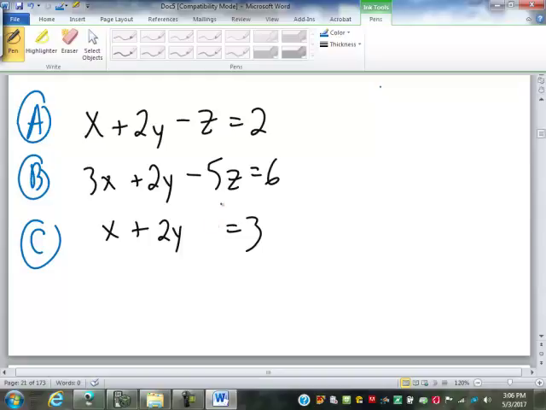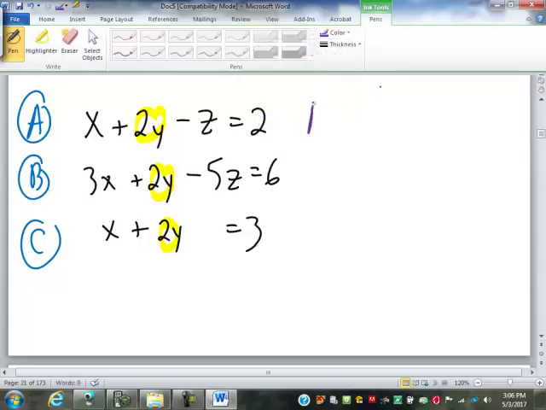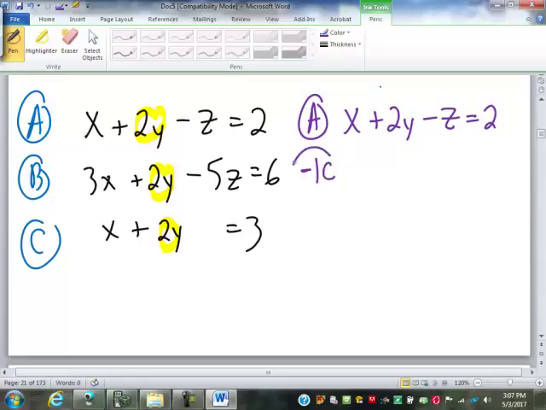Well, if we look at this carefully, though, we see, first of all, that all these equations have a 2y in them. So I could very easily eliminate the y's just by multiplying one of them by 1, or negative 1. So here's what I'm going to do. I'm going to start out with equation A: x plus 2y minus z equals 2. And I'm going to add to it negative 1 times equation C. So that's going to turn the 2y to a negative 2y.